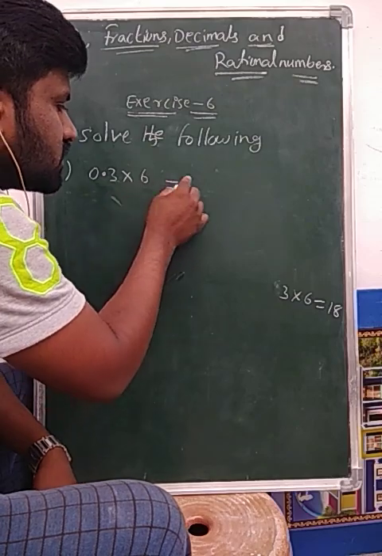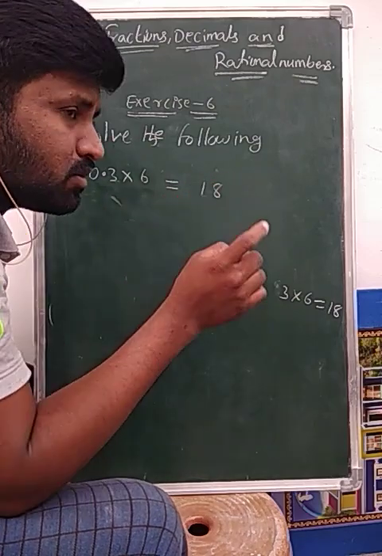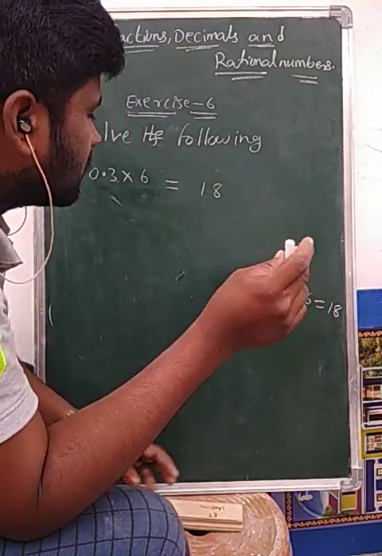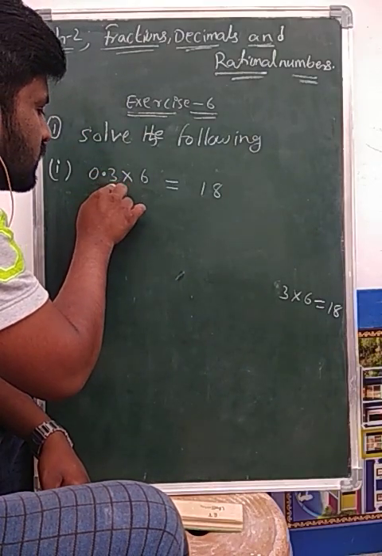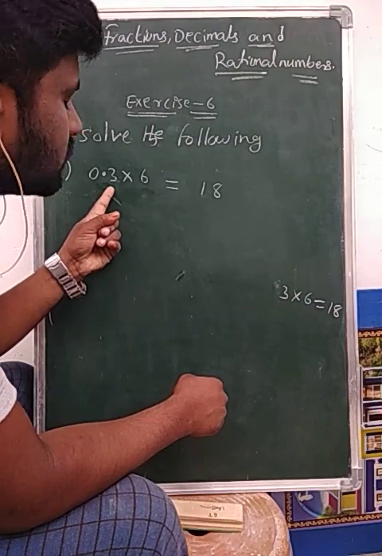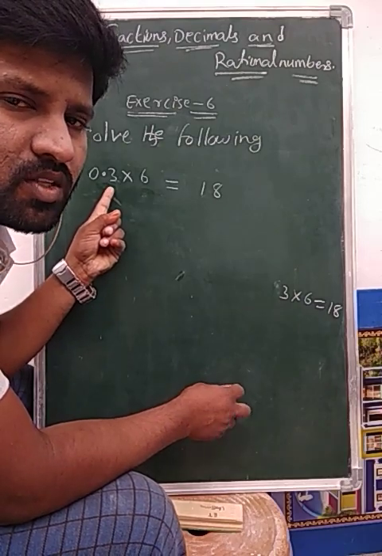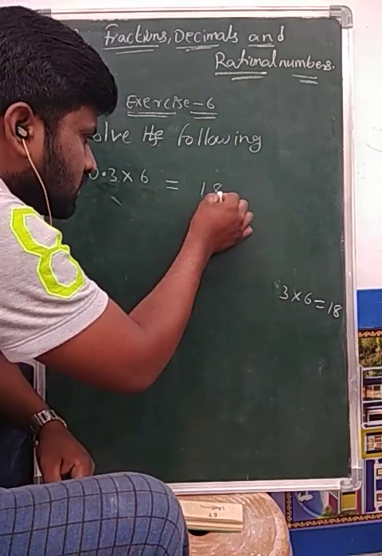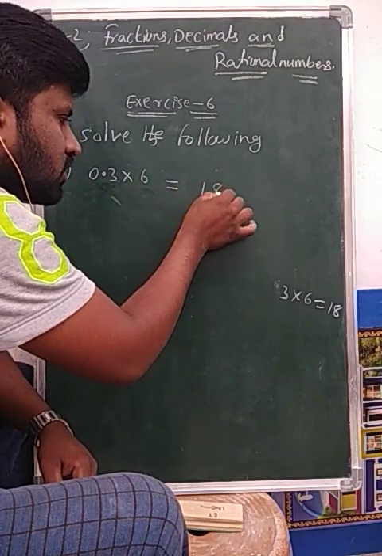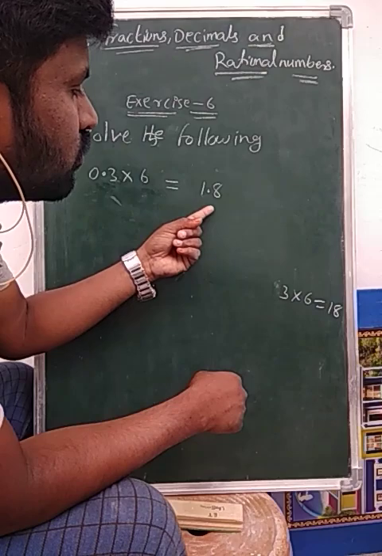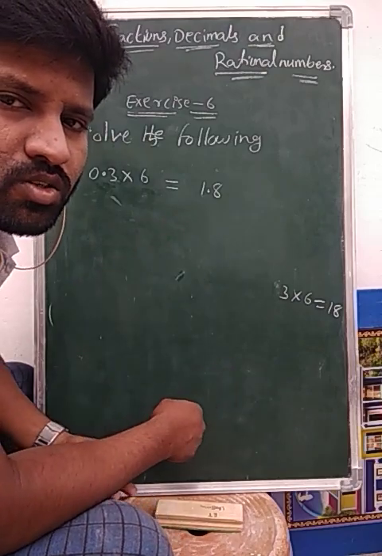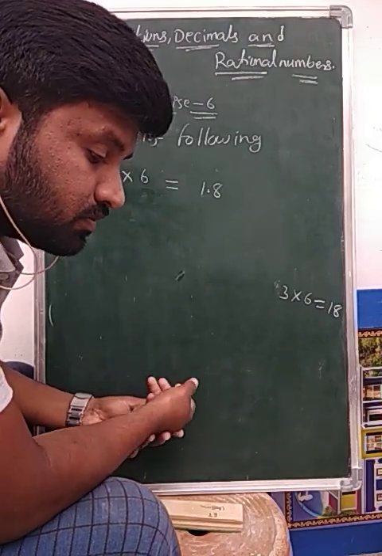0.3 into 6 means we get 18. But here, how many decimal places are there after the point? One decimal place is there. So in the result, from the right side, after one digit you keep the point. So that is nothing but 1.8. Okay, students?